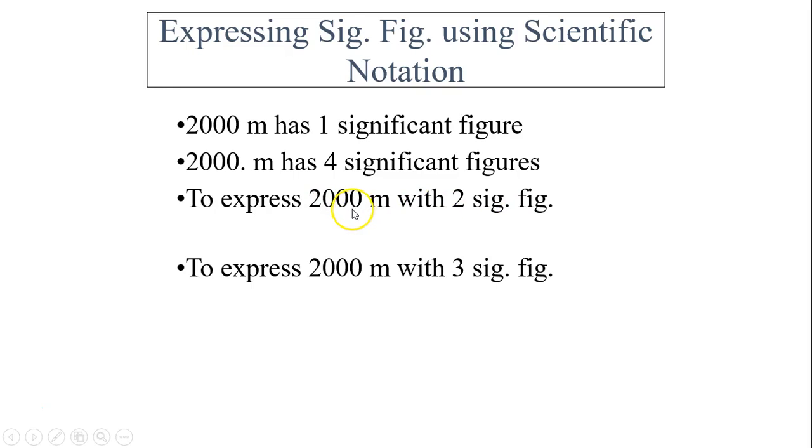One way to do it is to use scientific notation. So we can use 2.0 times 10 to the 3 meters. This number has 2 significant figures. So that represents the whole number 2000 with 2 significant figures. Similarly, to express 2000 with 3 sig figs, you simply use the first part, and first express that as 3 sig figs.